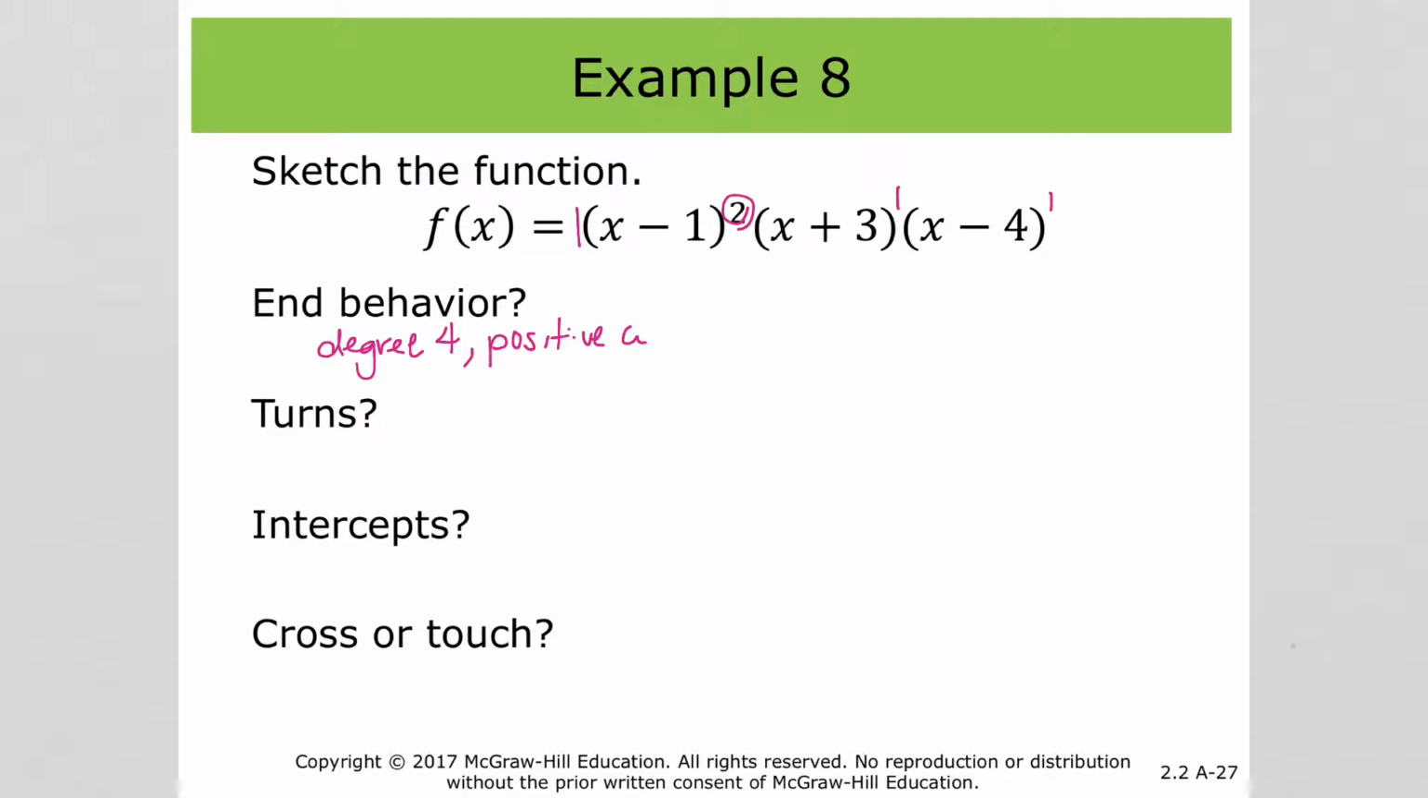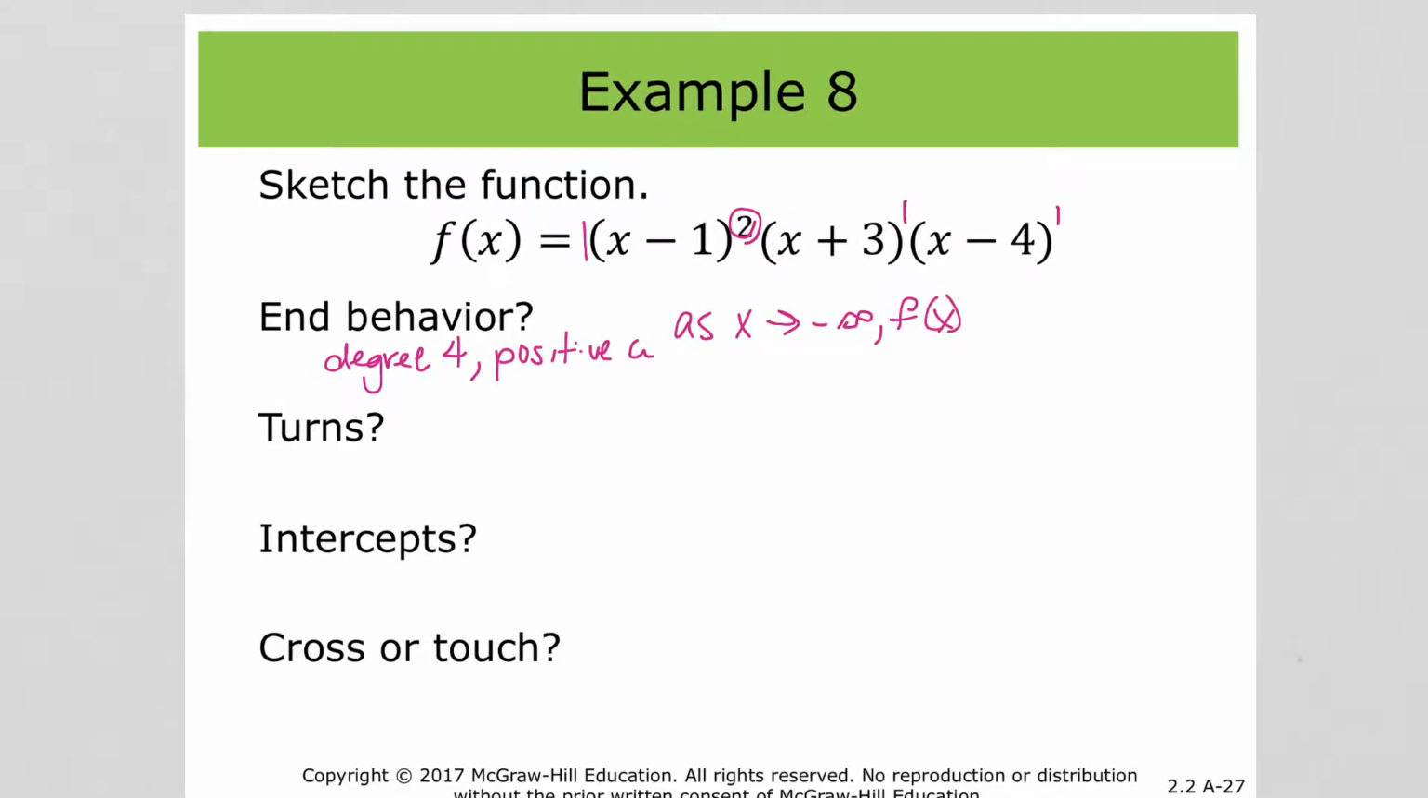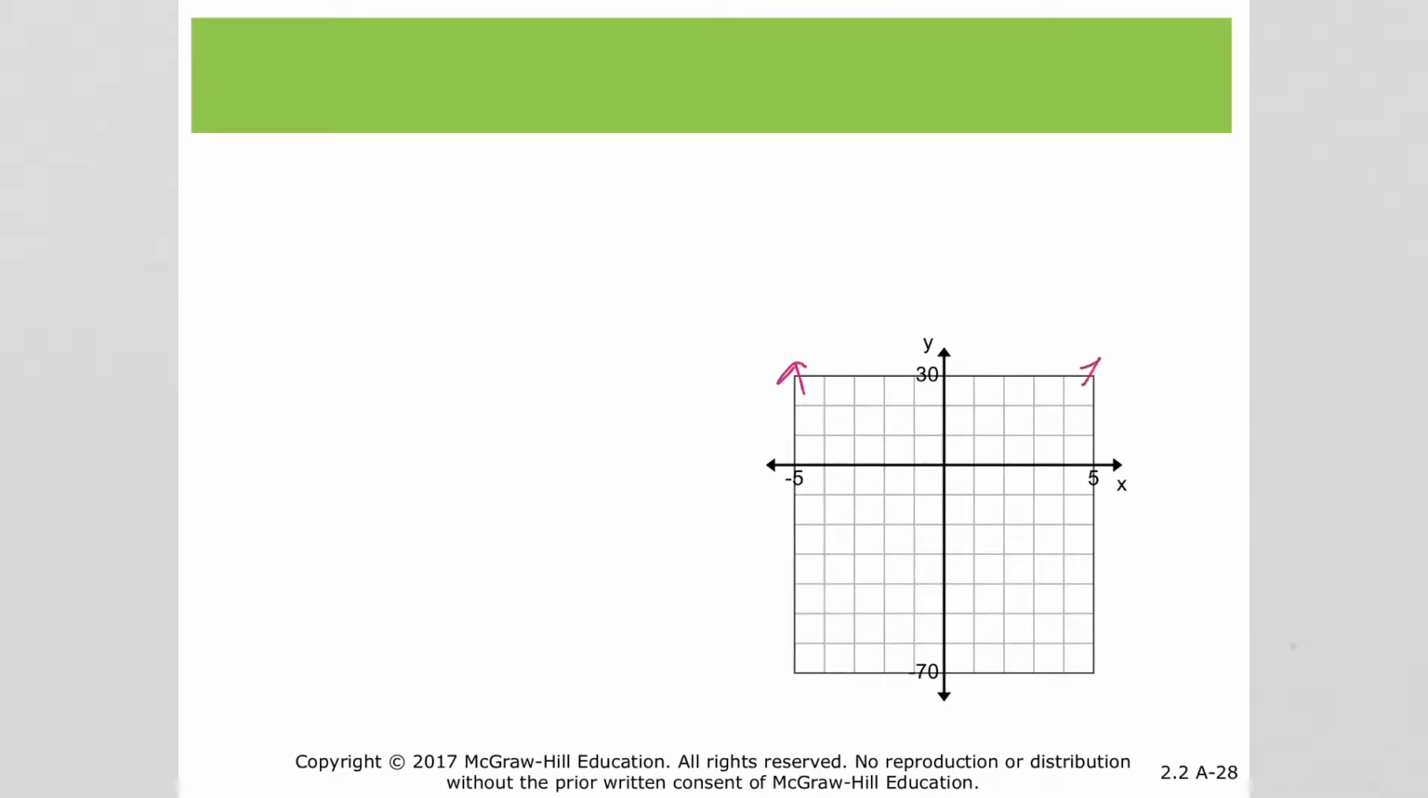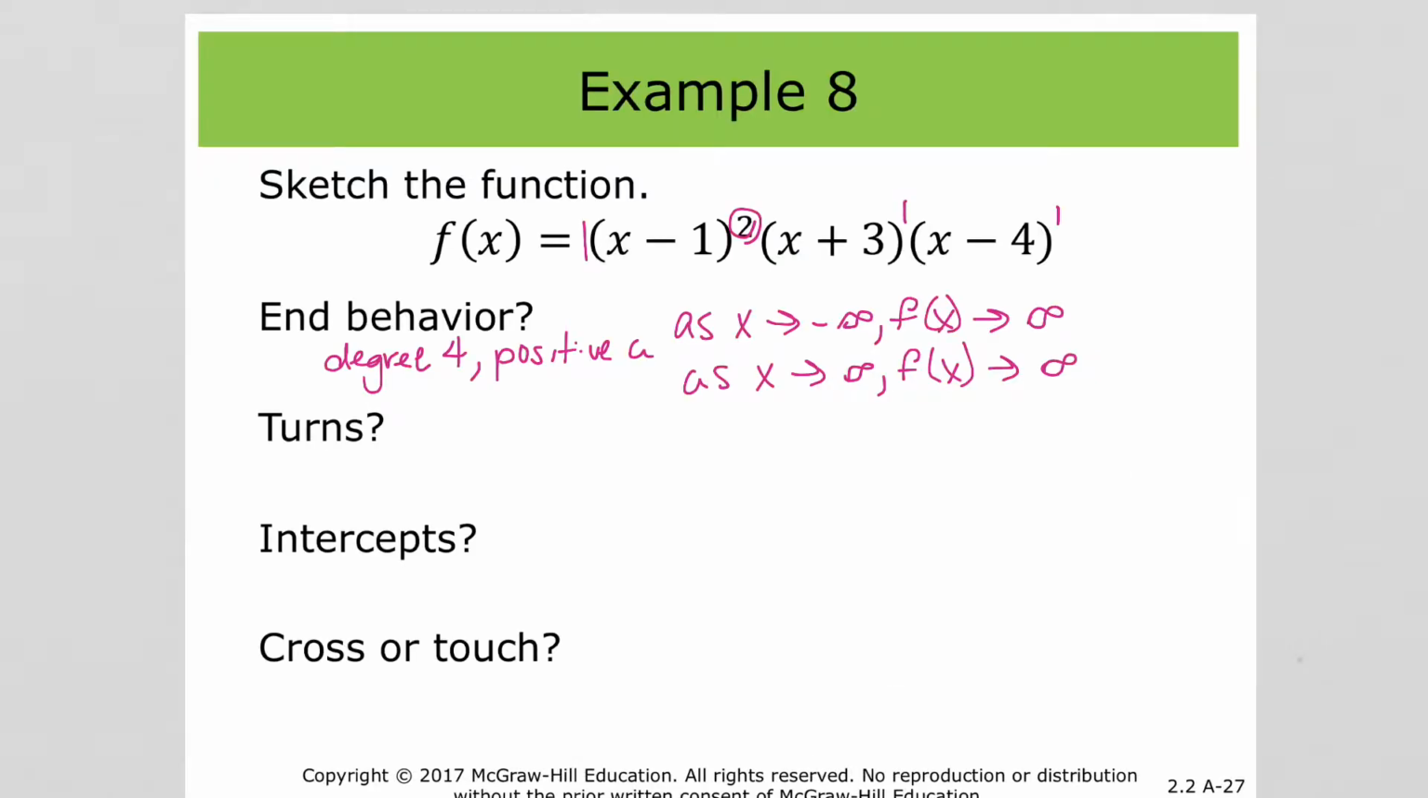Okay, so what does that mean? Since our degree is even, it's either up, up, or down, down. Since we're positive out front, then it's got to be up, up. So that means as x approaches negative infinity, then f of x approaches infinity, and as x approaches positive infinity, f of x approaches positive infinity. And I'm going to go over here on my graph and make some little notes that we're going to be going up, up. Next, how many turns are there? Well, the degree is 4 again.